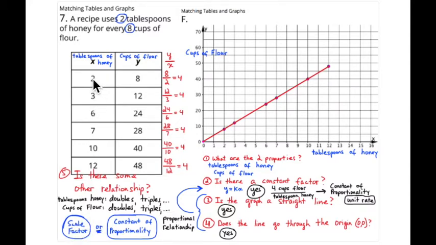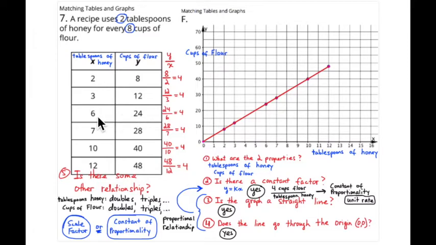If you double the amount of honey from 3 to 6, you're going to double the amount of flour from 12 to 24. So as you work down the column, you're using scale factors. 5 times the amount of honey, 2 times 5 is 10. 5 times the amount of flour, 8 times 5 is 40. So that's using a scale factor. Now you have to use a different scale factor most of the time. But if you use the constant of proportionality, that's always the same factor. It's constant. It doesn't change.